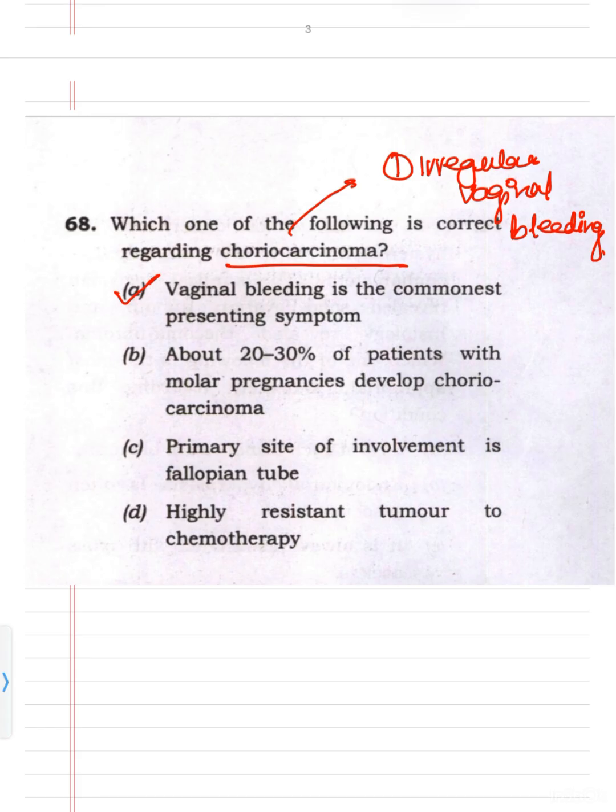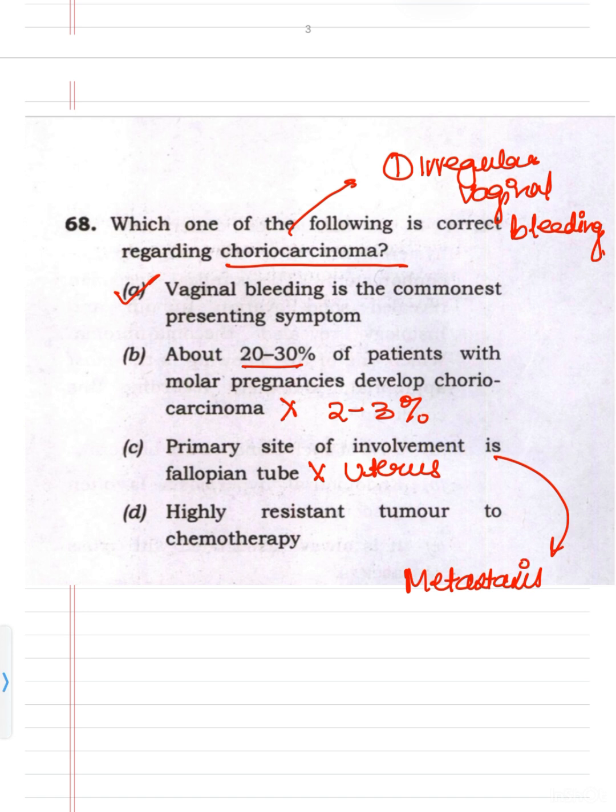Now coming to the second: about 20 to 30% of patients with molar pregnancies develop choriocarcinoma. No, this is very high. About 2 to 3% of patients with molar pregnancies develop choriocarcinoma. Now, primary site of involvement is fallopian tube. No, the primary site is the uterus. And the most common metastatic site is the lung, that is 80%.